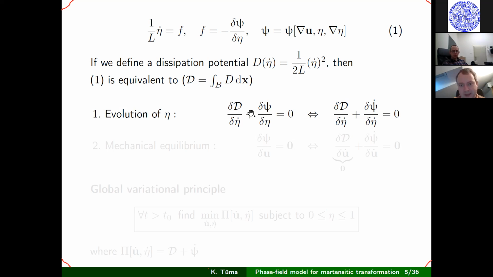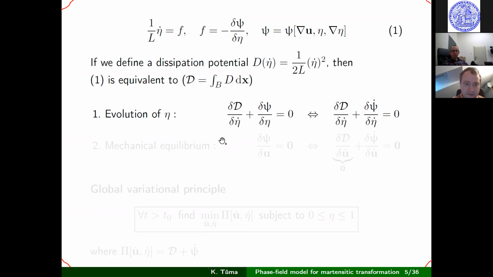Now we can make an easy trick. We can add dots to psi and eta dot. It can be easily verified that if we add the dots, nothing changes. It is easy if the functions are differentiable.